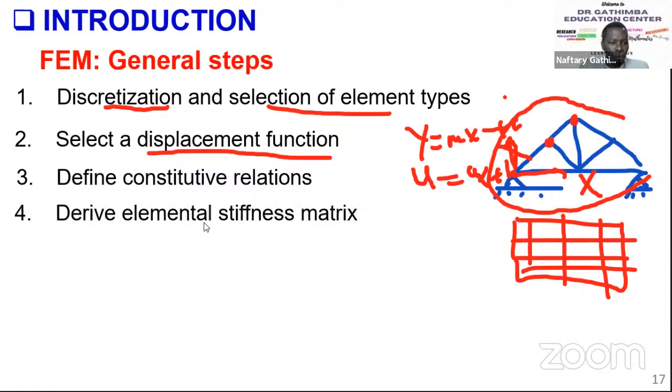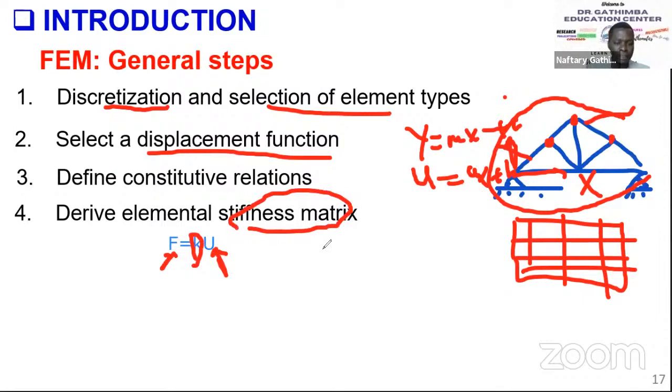Now step four, you derive the elemental stiffness matrix. Here you should start getting excited, because finite element analysis is just this: Hooke's law, F equals KU. You are determining displacement. Using the direct stiffness method, we assume unknown displacements. These displacements are unknown, then the external forces are given. So to be able to solve for the unknowns, first we get the elemental stiffness matrix. Once you have discretized, you have this single element. What is the stiffness matrix? We are going to see how to come up with the elemental stiffness matrix for different types of element, both 1D, 2D, and 3D.